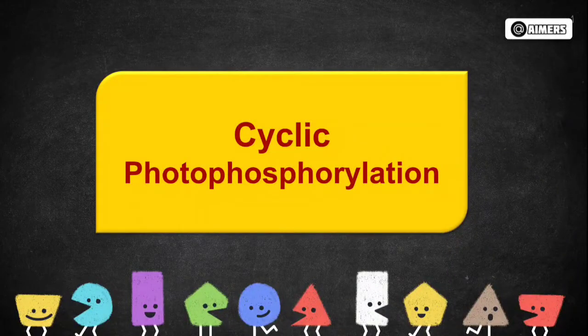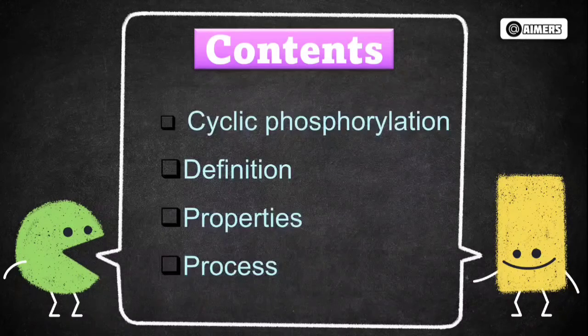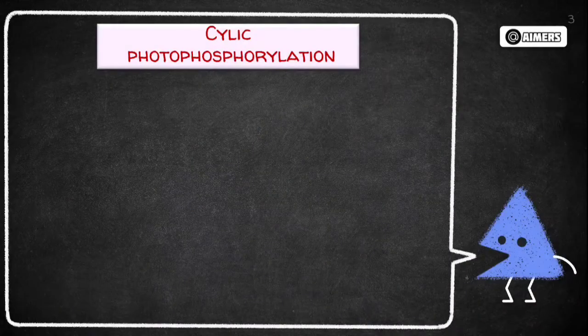Today the topic of our discussion is cyclic photophosphorylation. In the last video we had a detailed discussion about forms of light reactions, then phosphorylation and then non-cyclic photophosphorylation. And today we'll discuss cyclic photophosphorylation. Now what are the contents for today's topic? We will look at cyclic photophosphorylation, then its definition, its properties and the whole process. Okay, let's start the topic.